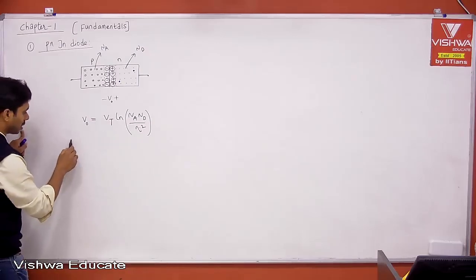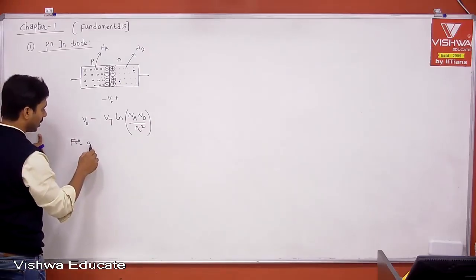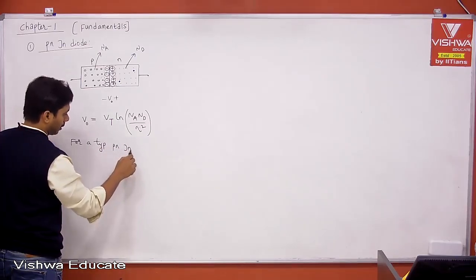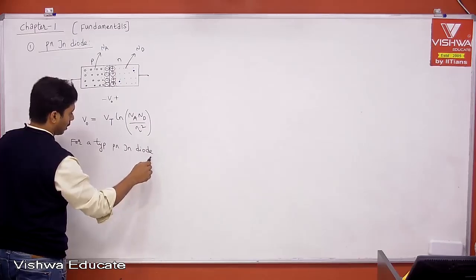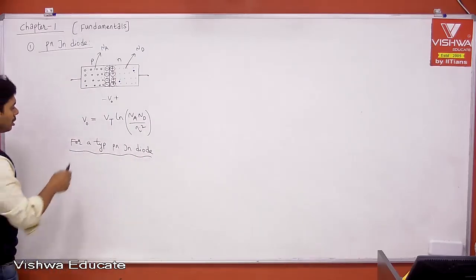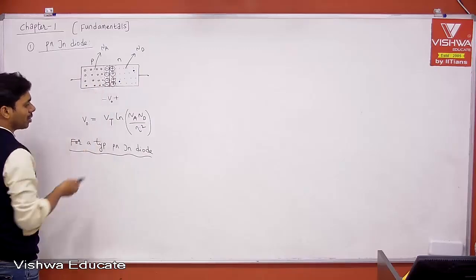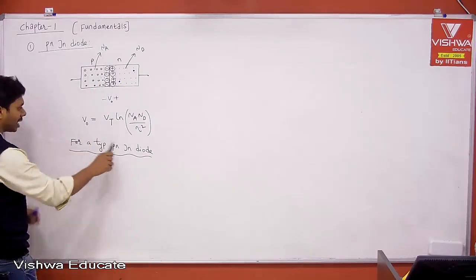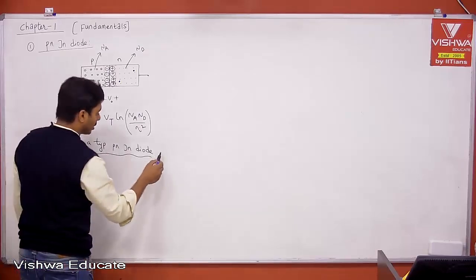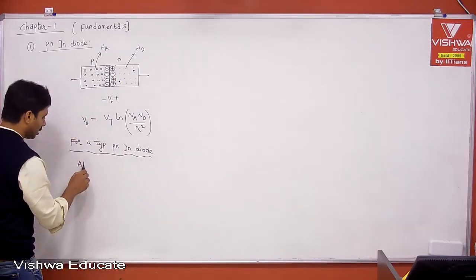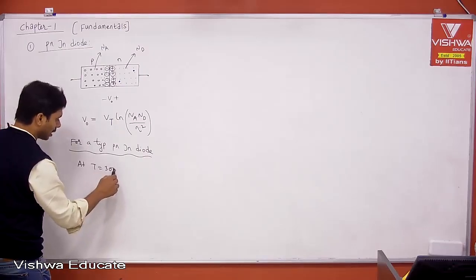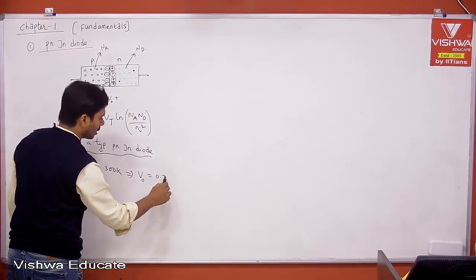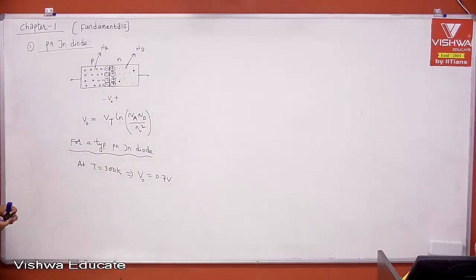For a typical PN junction diode, right? What is a typical PN junction diode? We will have a typical doping concentration. What is a typical doping concentration? I'll come to that part. Therefore, for a typical PN junction diode at room temperature, let us say temperature is equal to 300 Kelvin, right? If you ask me what is V naught, that V naught is equal to 0.7. That V naught is nothing but 0.7. What does it mean?